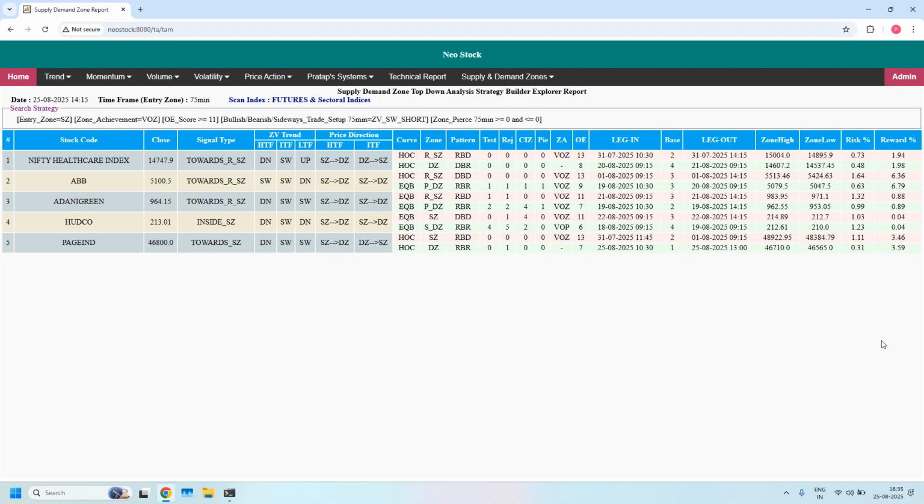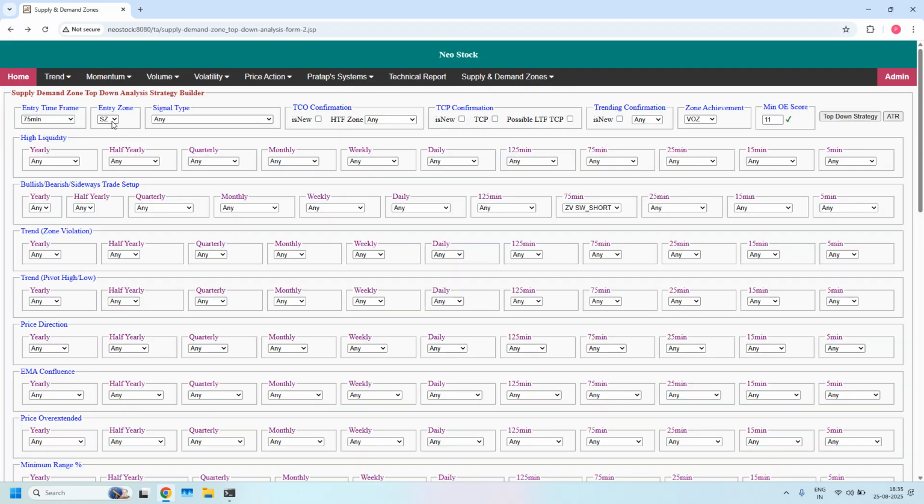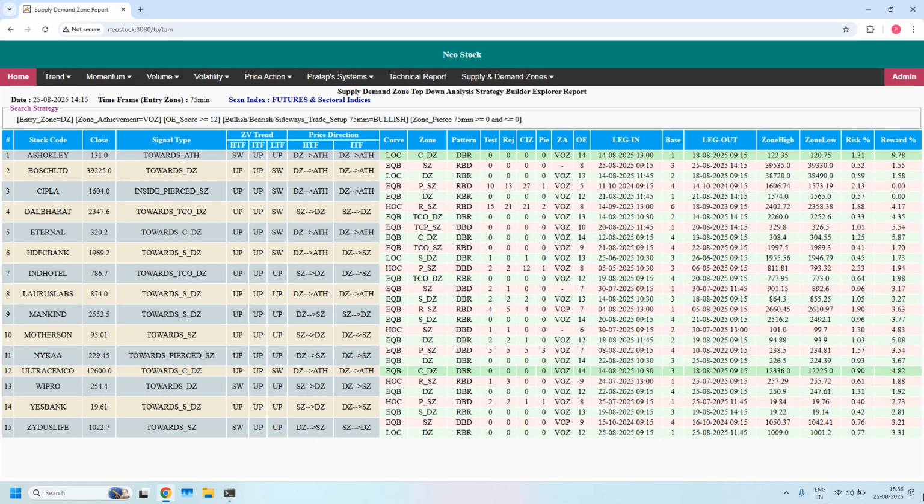Okay, next bullish trade setup for weekly income trade, 75 minutes demand zone. Here bullish, and also minimum odd enhancer score 12. Let's filter. We got 15 stocks supporting bullish trade setup for weekly income trade, and all the entry time frame zones are 75 minutes demand zones. So total we got 15 75 minutes demand zones.